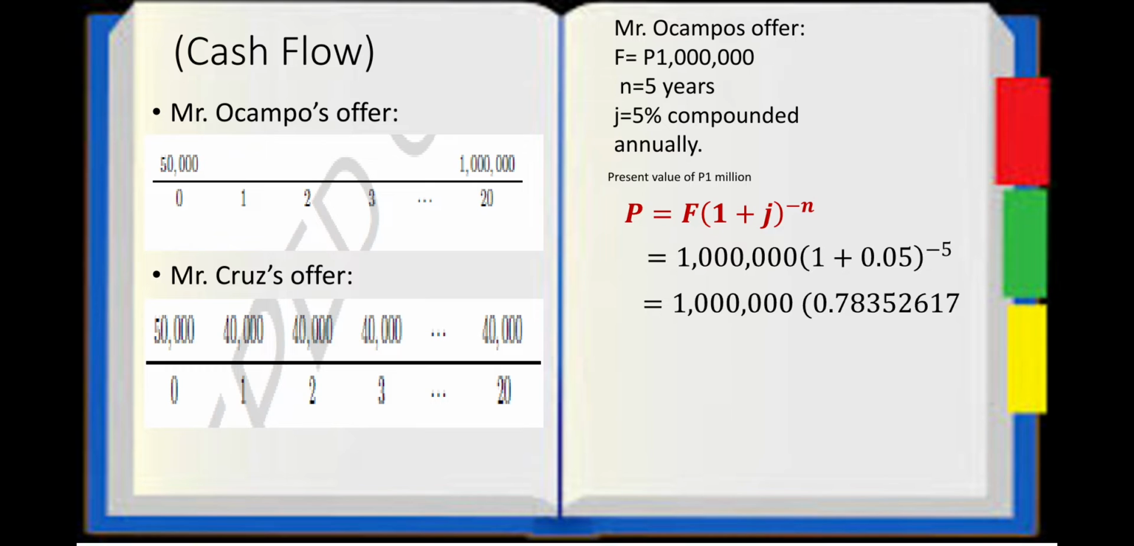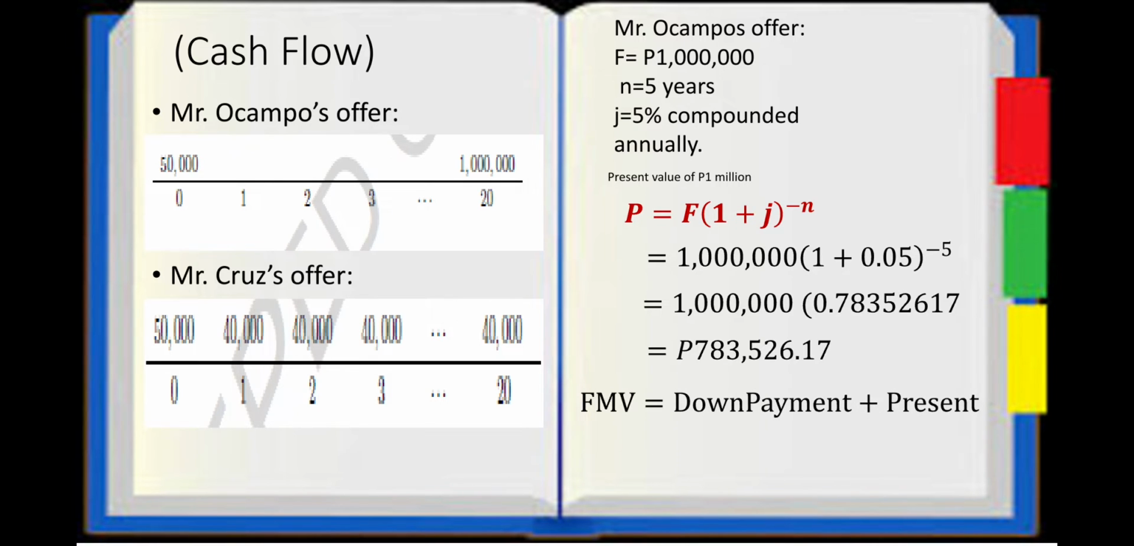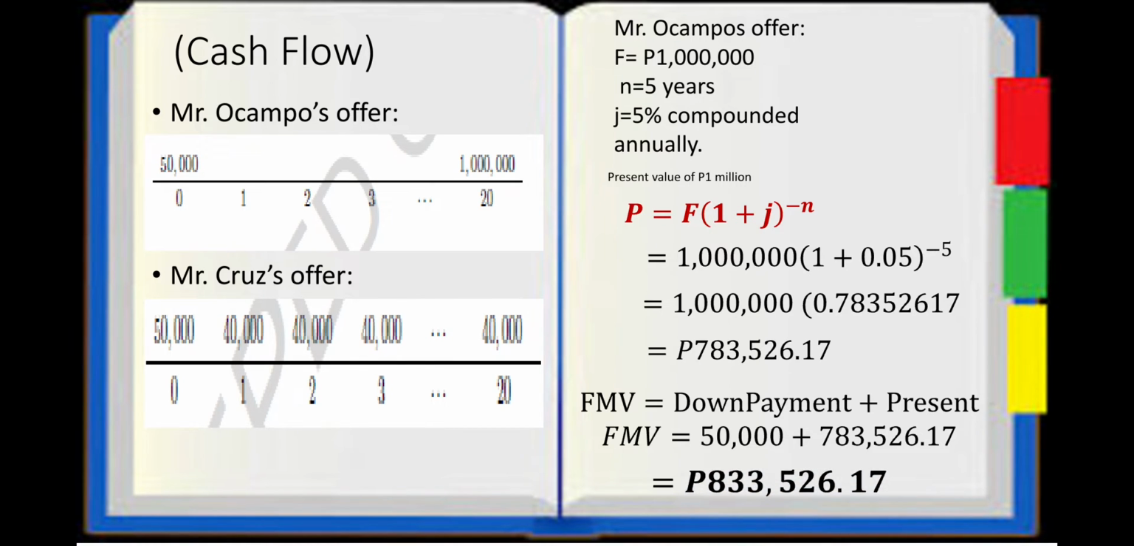So we have now 1 million times 1.05 raised to negative 5 is equal to 0.78352617 times 1 million is equal to 783,526 pesos and 17 centavos. So that is the present value of 1 million. To find the fair market value, that is the down payment plus the present value, wherein the down payment is 50,000 plus the present value is 783,526.17. So therefore, the fair market value is 833,526 pesos and 17 centavos for Mr. Ocampo.